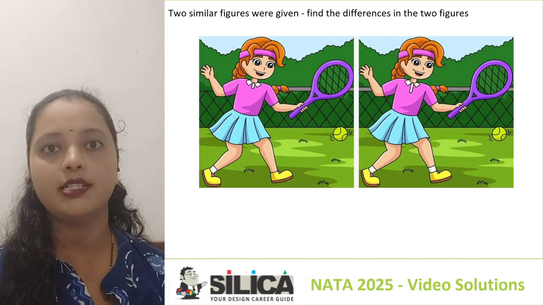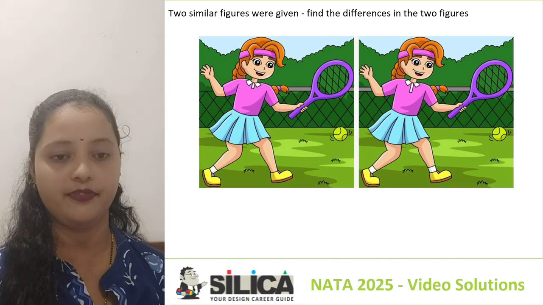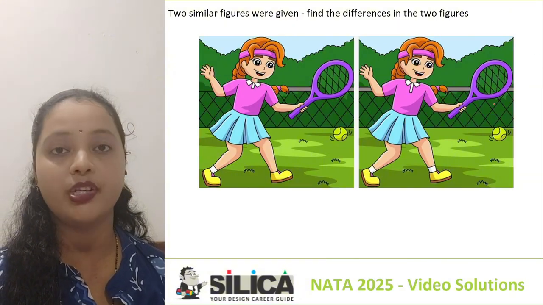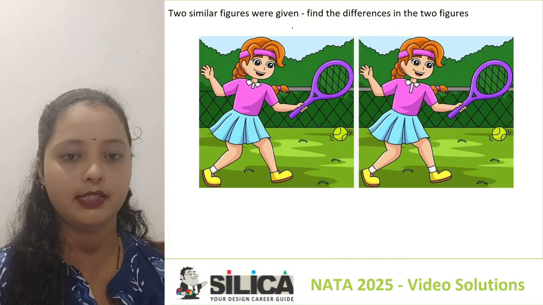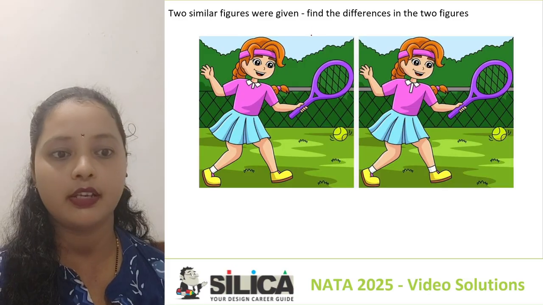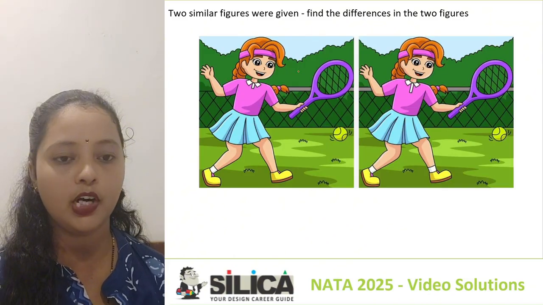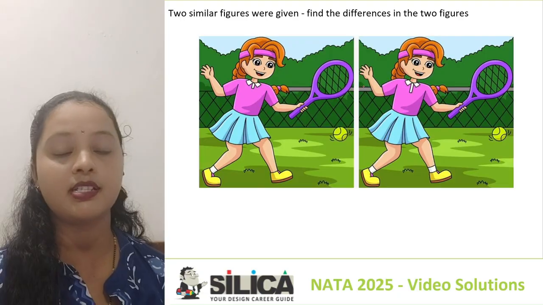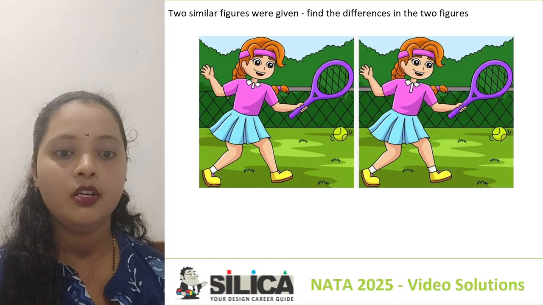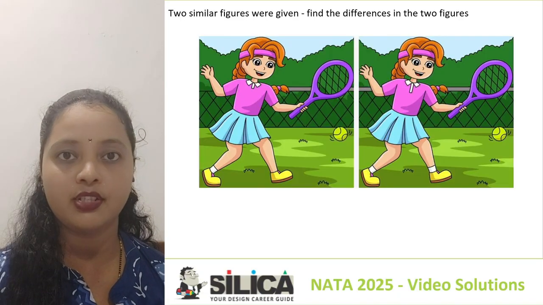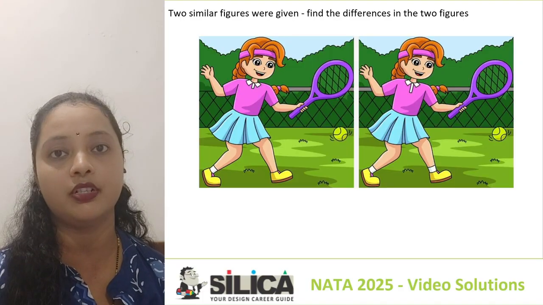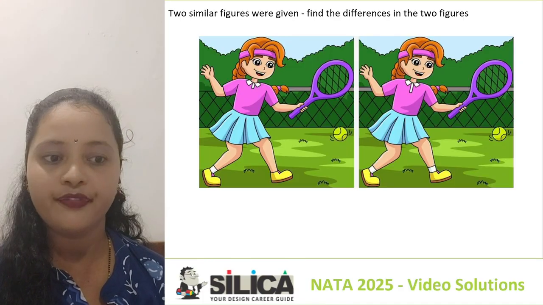Hello students, we are discussing solutions to Nata 2025 paper. This is a question of finding differences. So let us see the question. Two similar figures are given, find the differences. So you do what? You observe both the figures correctly. What you can do is better, you divide your entire figure into sections and scan it either horizontally or vertically, so you don't miss out on the differences between the figures.